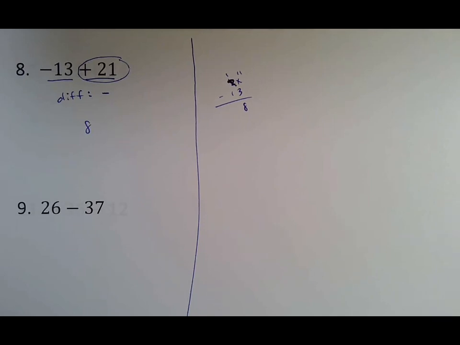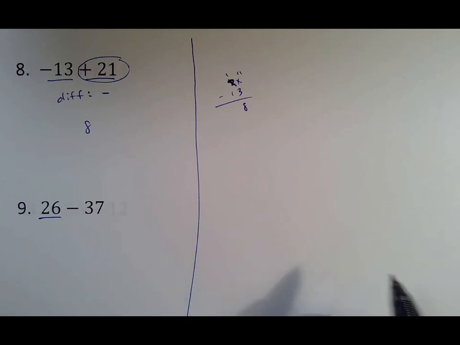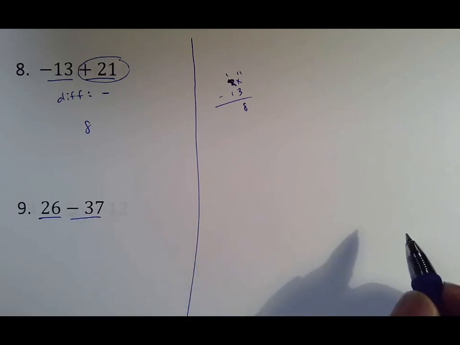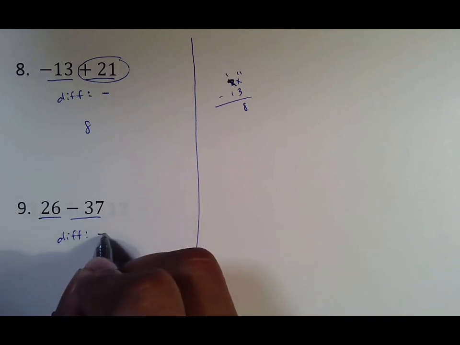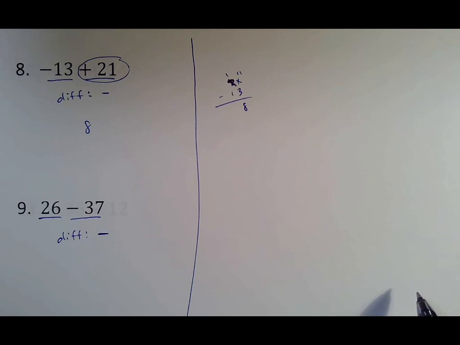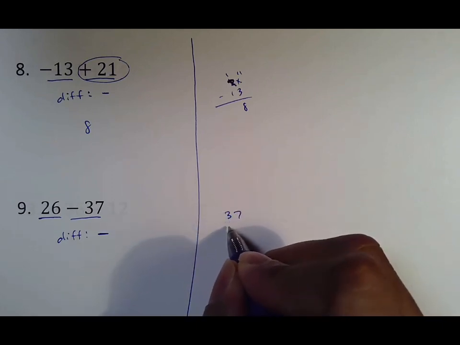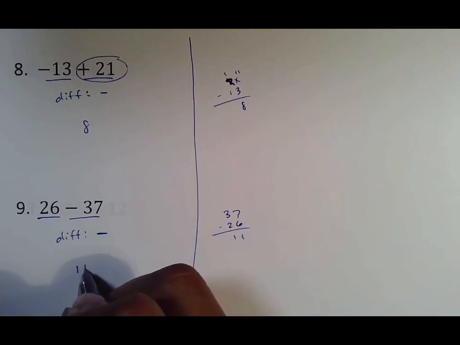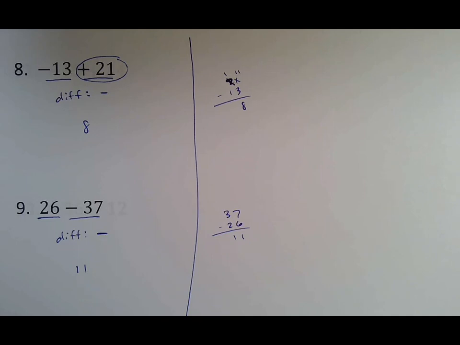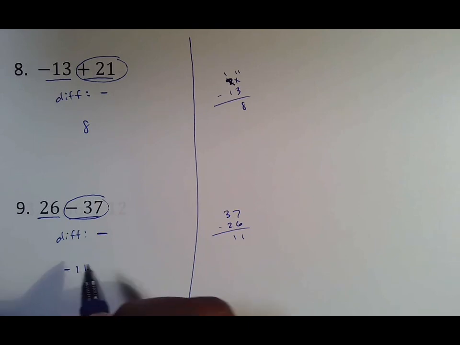26 minus 37. Positive 26 because there's nothing in front. Negative 37. Positive and negative, those two signs are different. So we are going to subtract. Once we know that, we do 37 minus 26, which I think we know the answer to, but let's go ahead and do this safely. 7 minus 6, 1. 3 minus 2, 1. Yep, it's 11. And then because my bigger number is negative, my answer will be negative. All right.